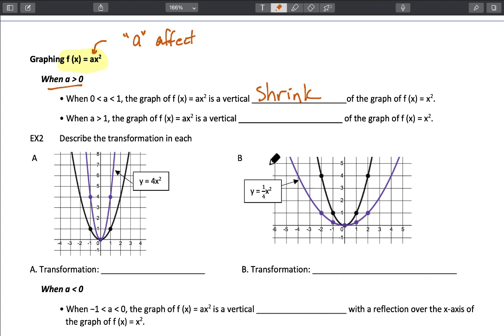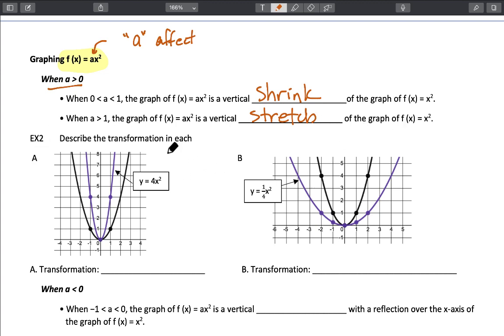Now, when a is greater than 1, so think of a number like 2 or 3 or even 4.5, now we have the graph of y equals ax squared is a vertical stretch. And that's going to be a stretch, again, by a factor of whatever a is.